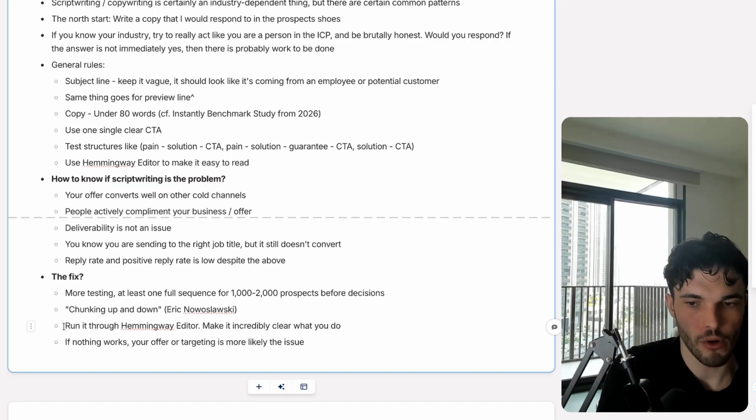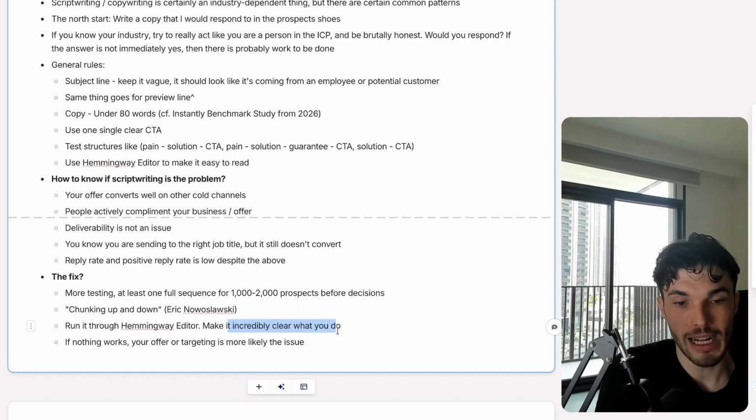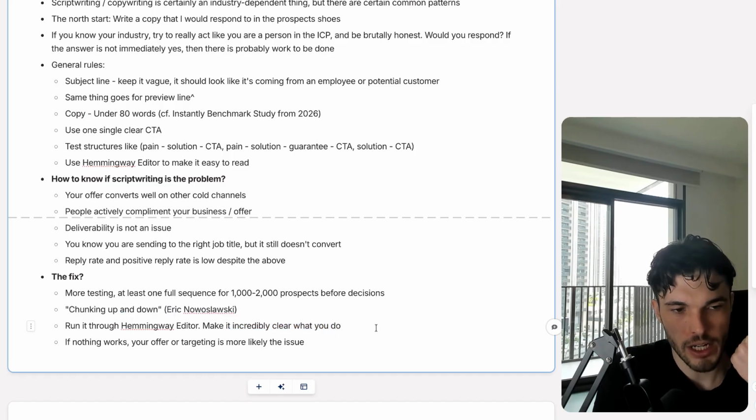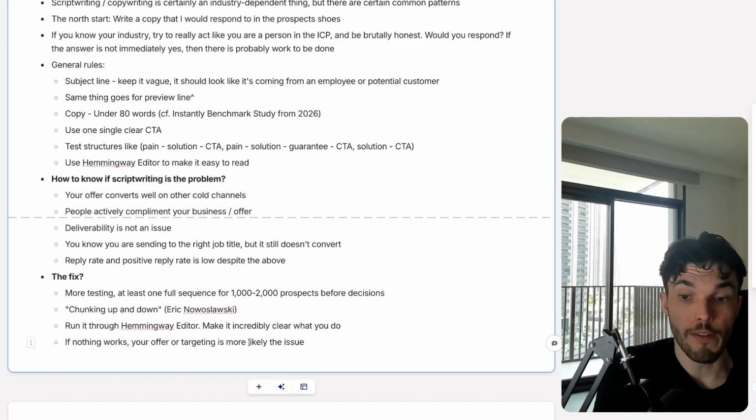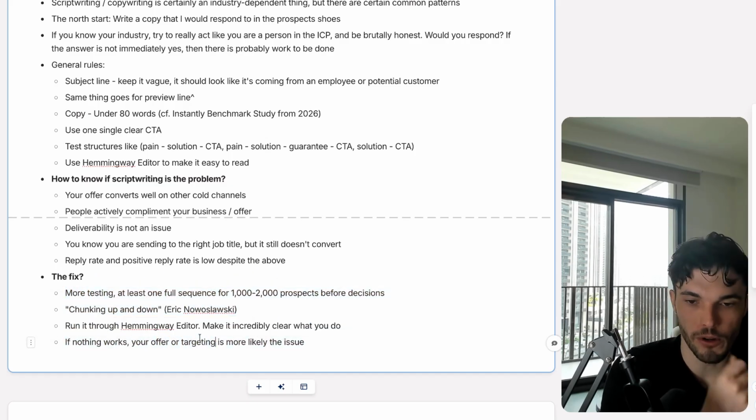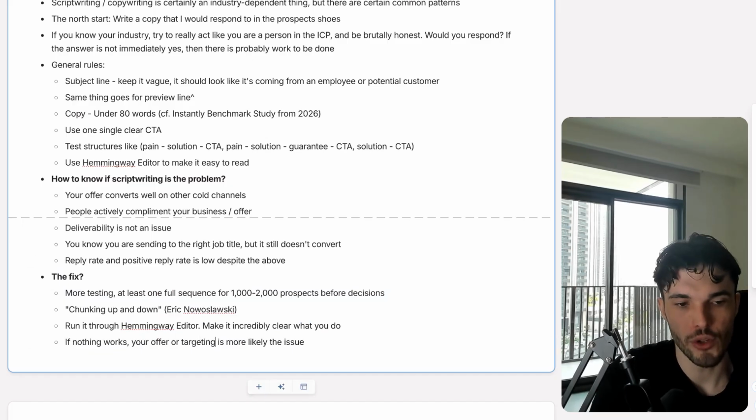And as I mentioned, run your copy through the Hemingway editor, and also make it incredibly clear what you actually do. So it's clear what you do, and it's very easy to digest the email. This is going to help massively. If nothing works, despite you having run multiple different tests on this, then your offer or your targeting is a more likely issue with the system.